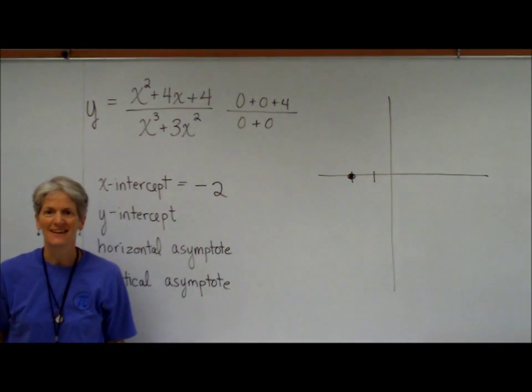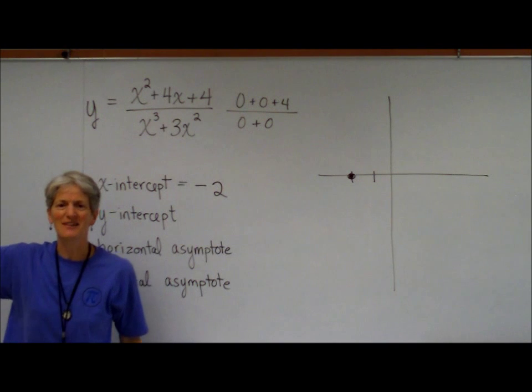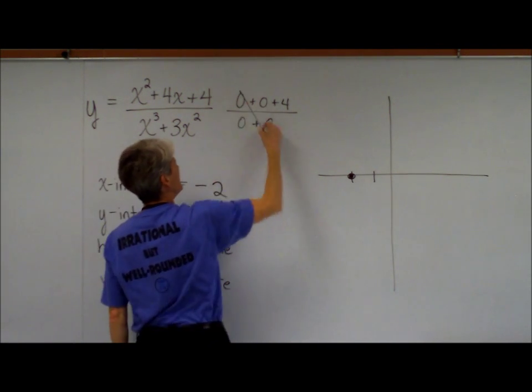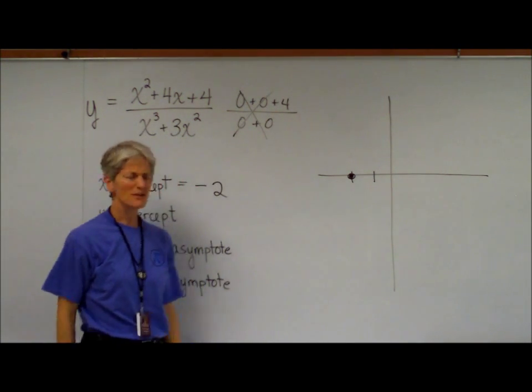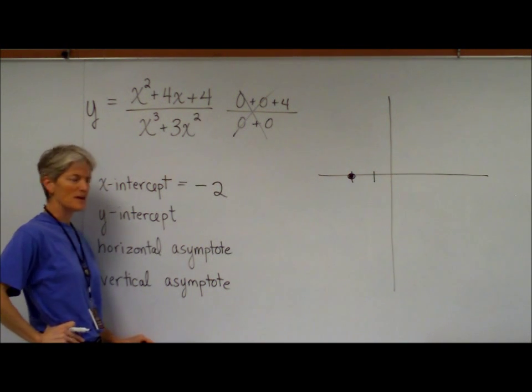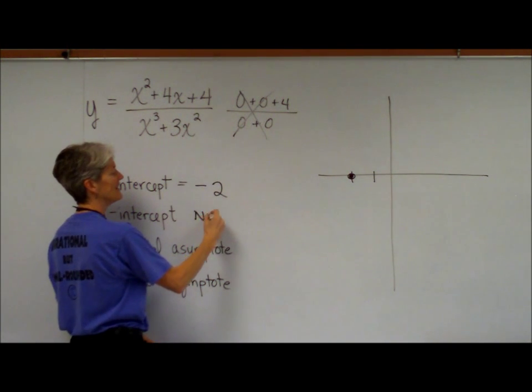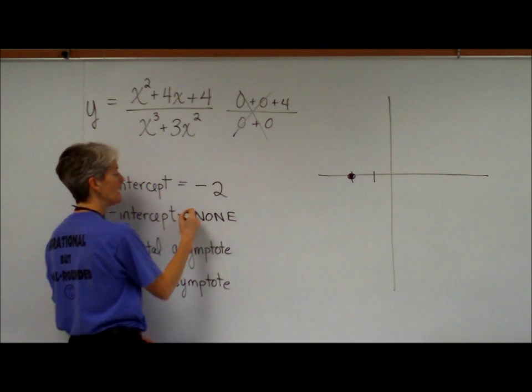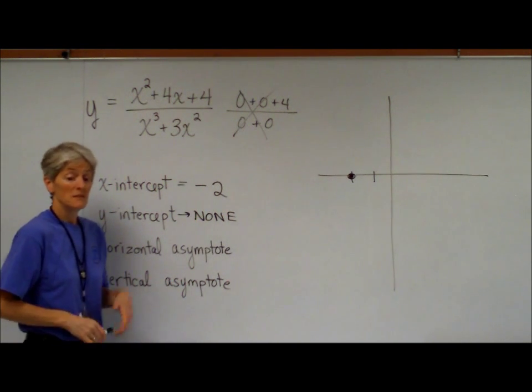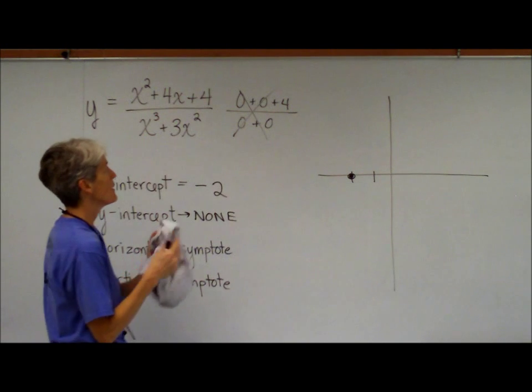Hold on! Quick, the math police are going to arrest us. What am I trying to do? You can't divide by 0. That's crazy. Divide by 0? Well, what does that mean for the y-intercept? There is no y-intercept. So this does not cross the y-axis. Because that doesn't make any sense.